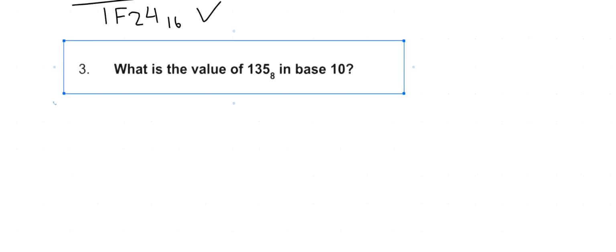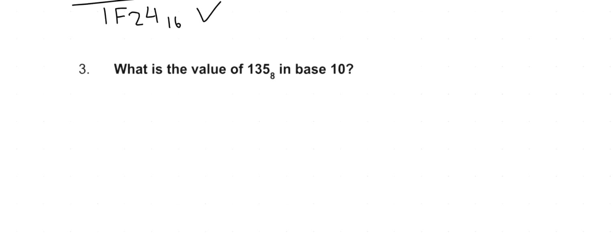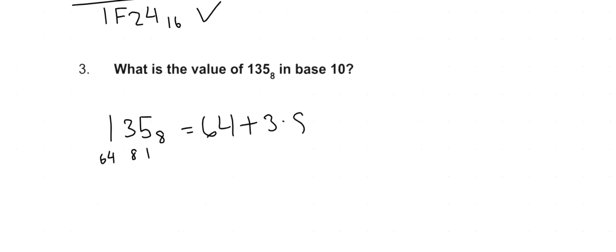So this problem says, what is the value of 135 in base 8 in base 10? Well, this is pretty simple. Using the definition of a base, we know this place value represents 1, this represents 8, and this represents 64. So it'd be 64 plus 3 times 8 plus 5, which is 29 plus 64, which is 93, which is correct.